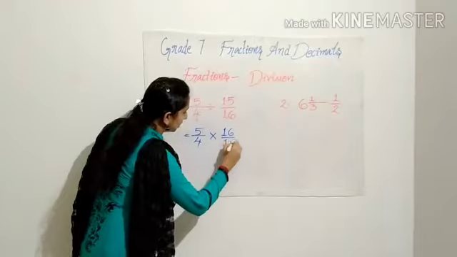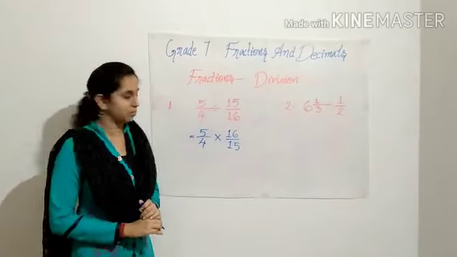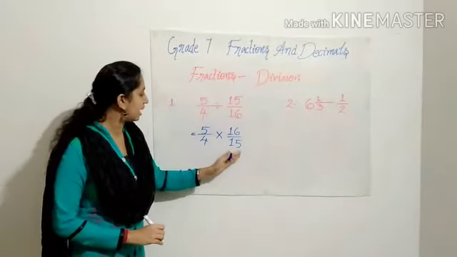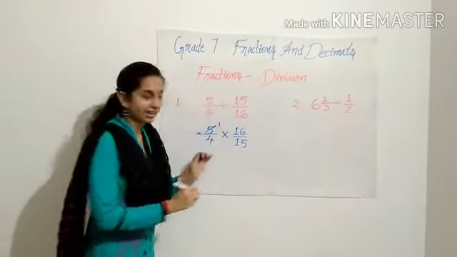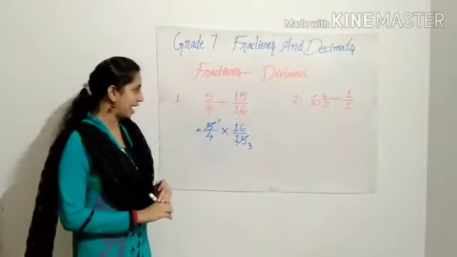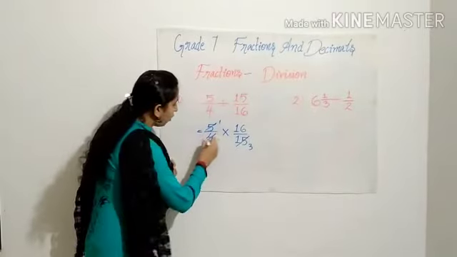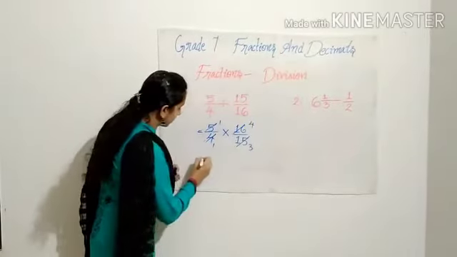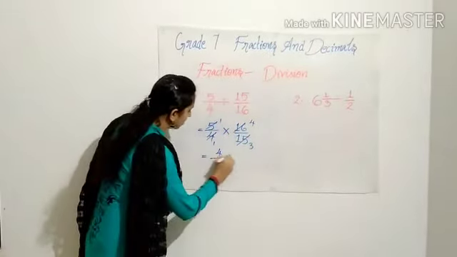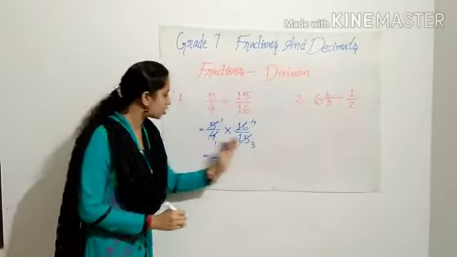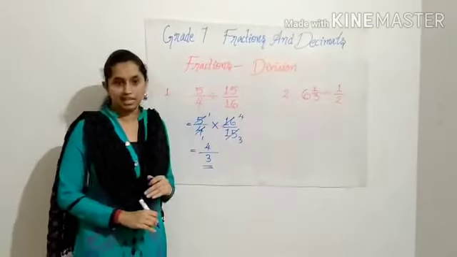And now the operation is multiplication. That means we can check whether any cancellation is possible. Here you can see 5 and 15. We can cancel both using 5. So 5 ones are 5 and 5 threes are 15. And here 4 and 16. We can cancel both using 4. 4 ones are 4, 4 fours are 16. Now what remains in the numerator? 1 into 4, that is 4, and in the denominator it is 1 into 3, that is 3. So 4 by 3 is the answer for the first question. We will move on to the second question.